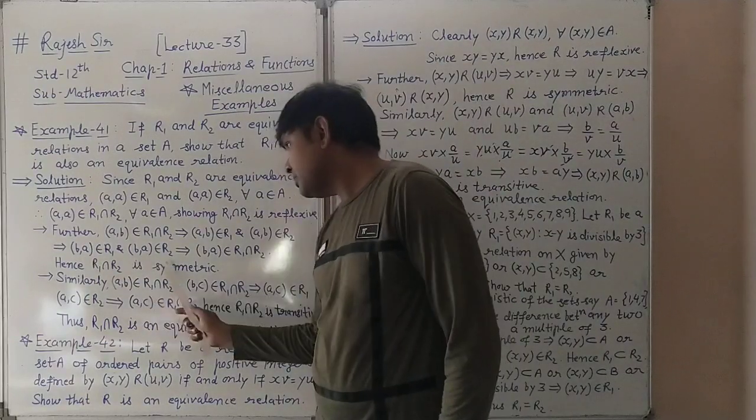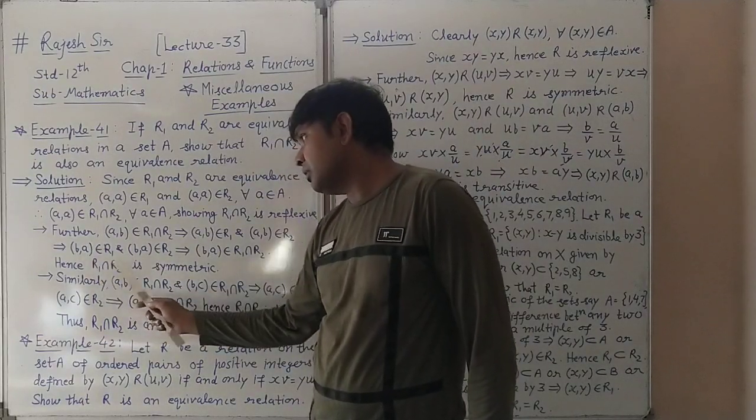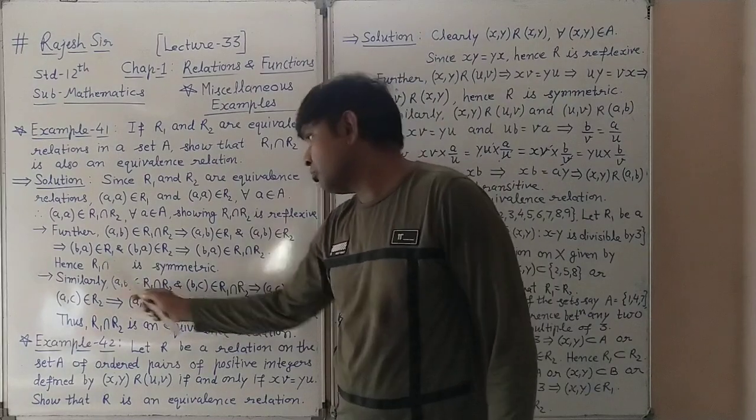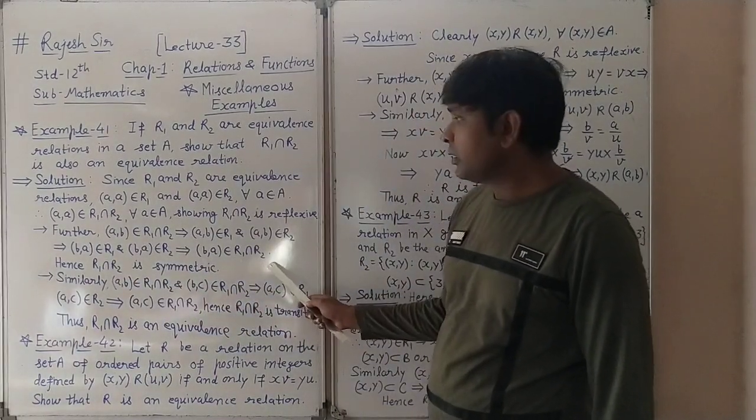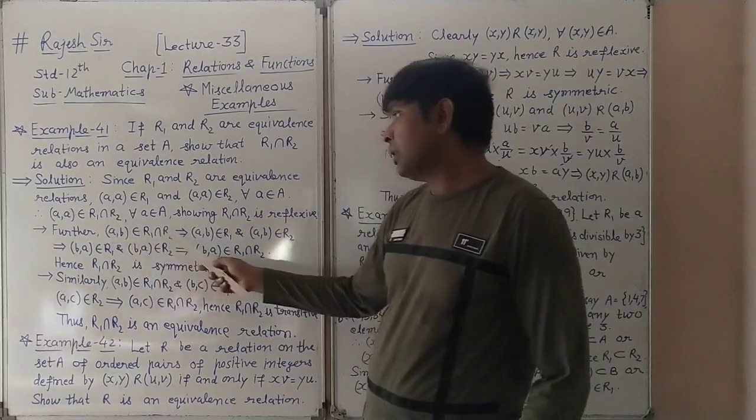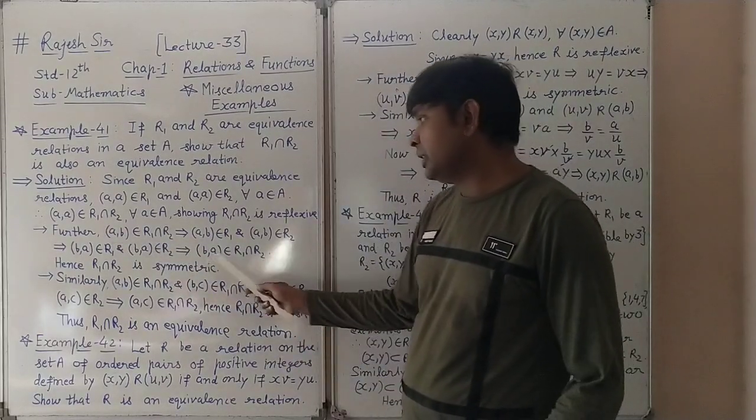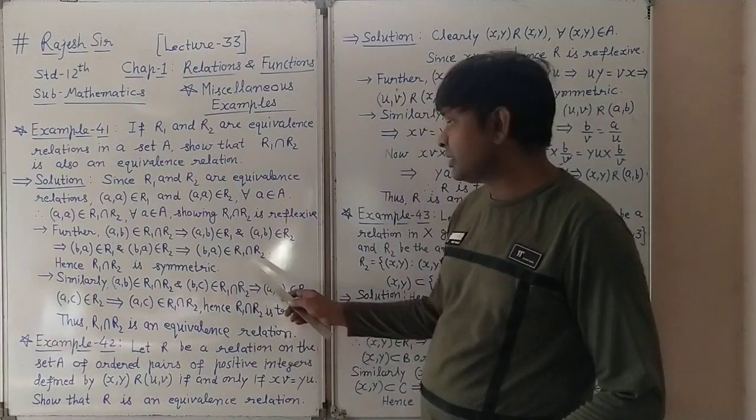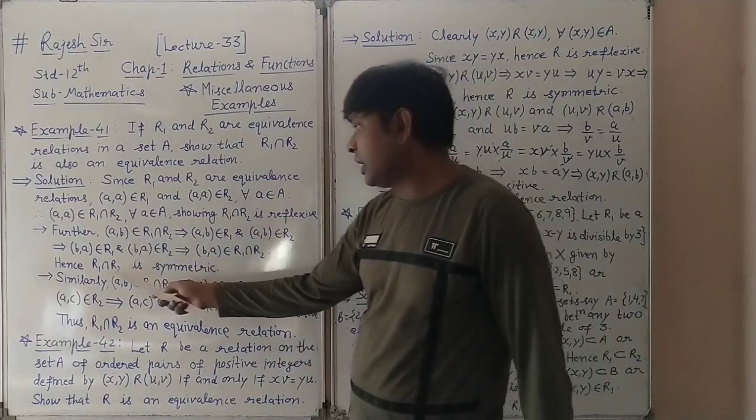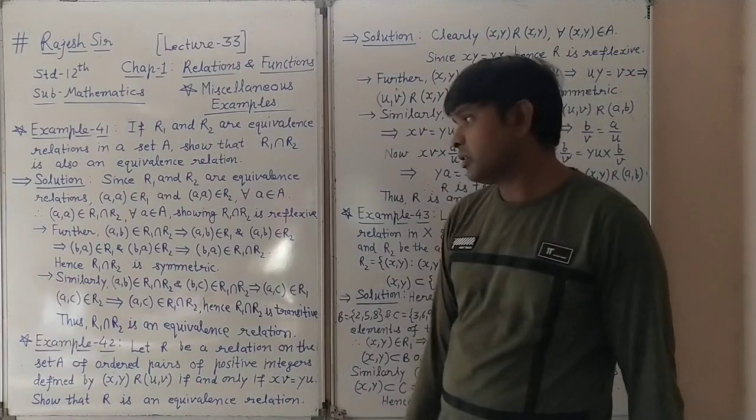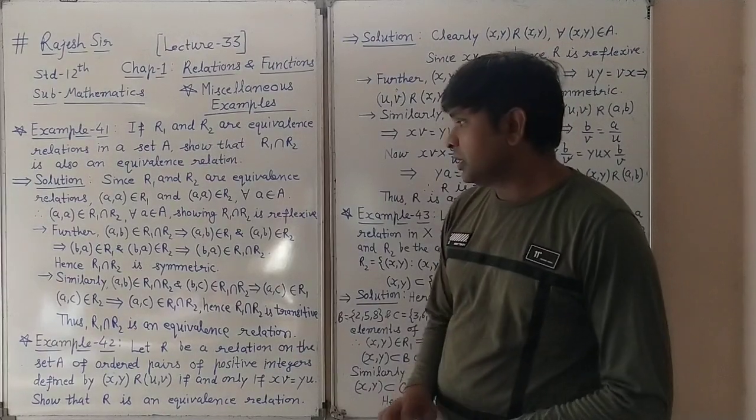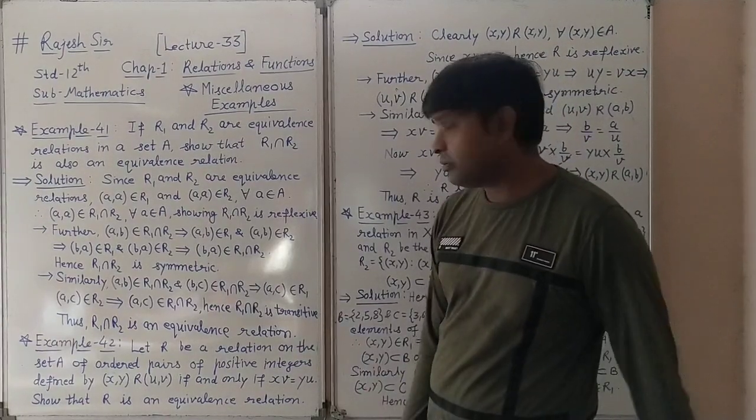And what does that mean? (b, a) is in R1, (b, a) is in R2. So (b, a) belongs to R1 intersection R2. We started with (a, b) belonging to R1 intersection R2, and we got (b, a) belonging to R1 intersection R2. What does this mean? This means R1 intersection R2 is symmetric also. Second step done. Now the third step, we have to show transitive.